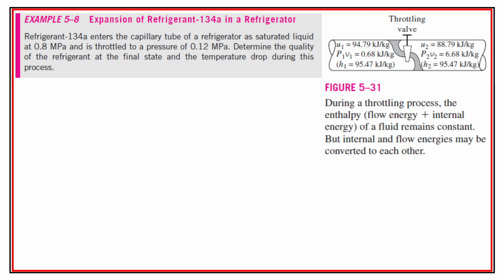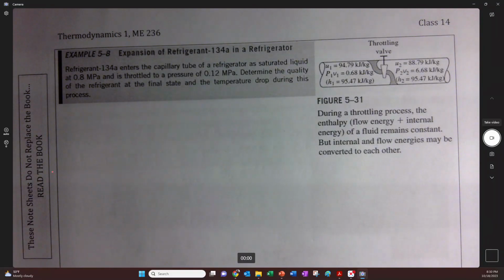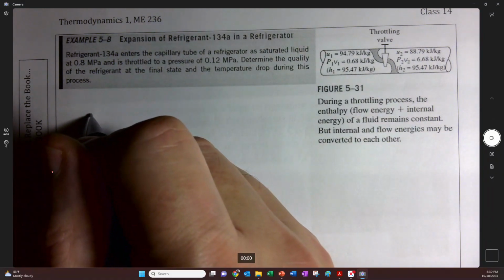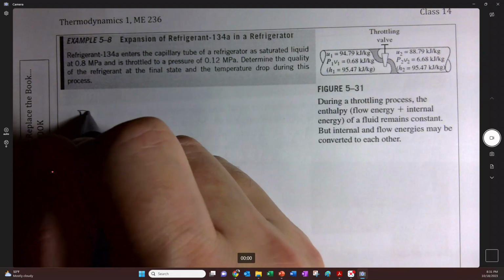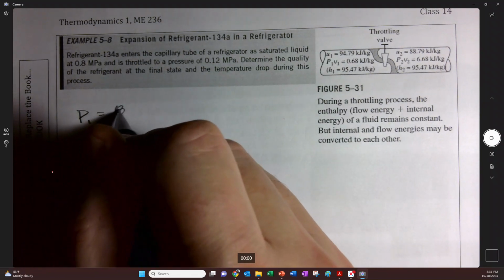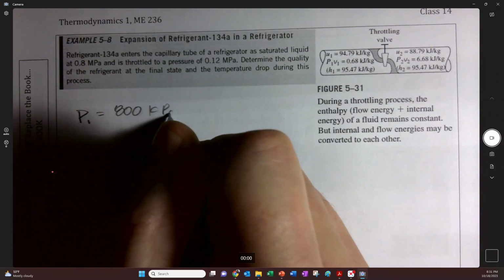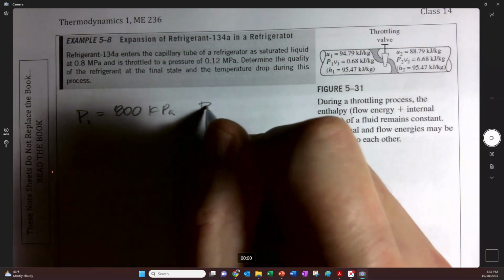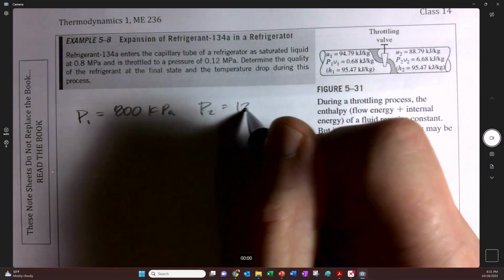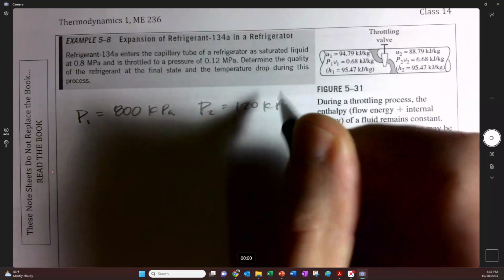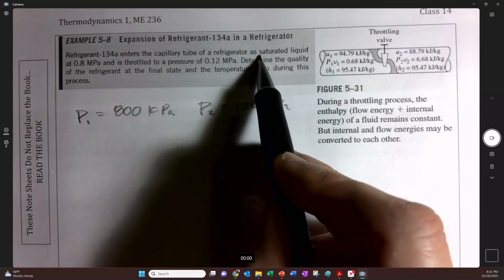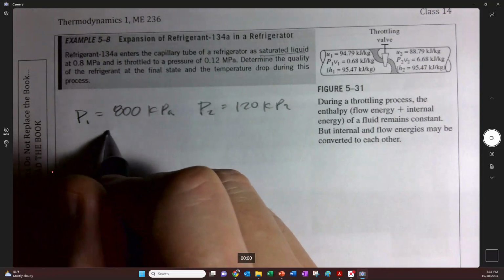So I think this thing right here already gave us information that we probably could have looked up as part of the problem. So let's ignore that and just do the problem. All right, so we take a look at state 1 at P equal to 800 kilopascals, and P2 is equal to 120 kilopascals. Do they tell us anything about the first? It's a saturated liquid, right? So this is saturated.